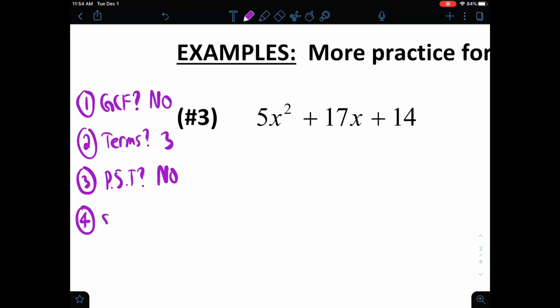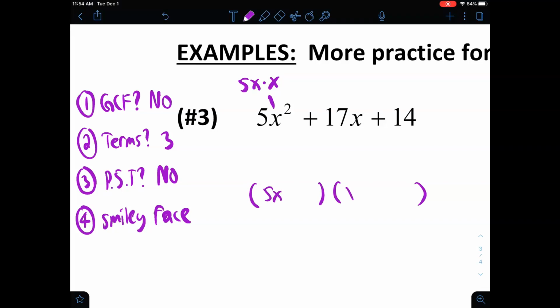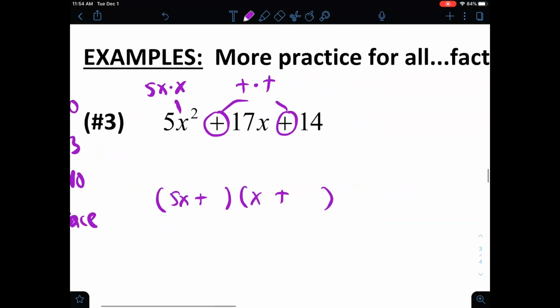Then step 4, after the non-perfect square trinomial, is smiley face. So we need factors of 5x squared. Well, that's going to be 5x times x. It has to be. That's the only thing that works. These are both positive signs, which means the middle terms are both going to be positive. They're going to both multiply to be positive there, which is nice. We already got most of that narrowed down. Now we need factors of positive 14. Well, we got 1 times 14. We got 2 times 7.